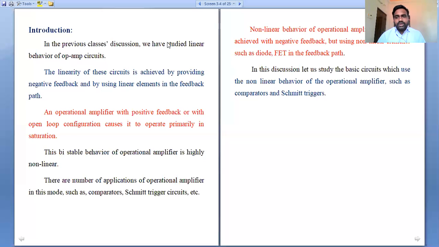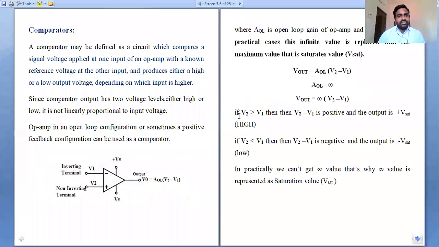This discussion of the nonlinear operational amplifier starts with the comparator. The term comparator means a device which compares the input voltage of an operational amplifier with a known reference voltage. That's why it is called a comparator. It compares the input voltage at one terminal with the reference voltage. Depending upon the behavior of the input, we can produce either a high output voltage or a low output voltage.